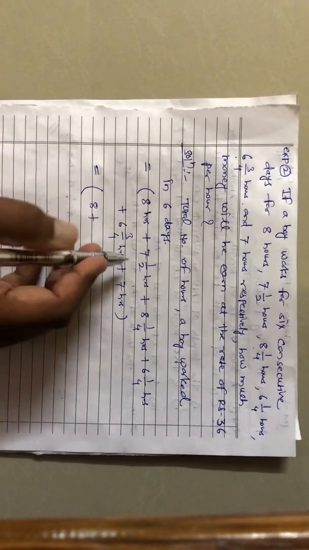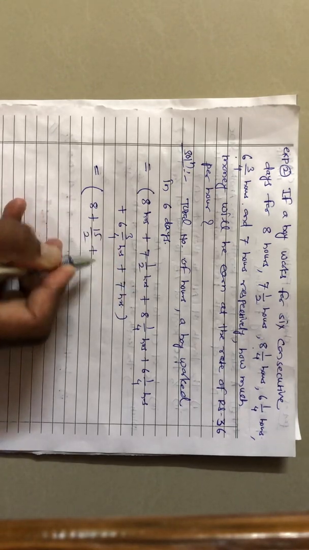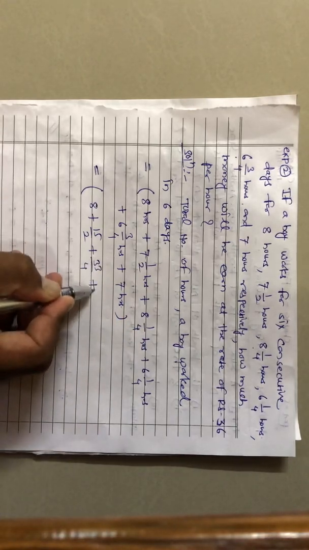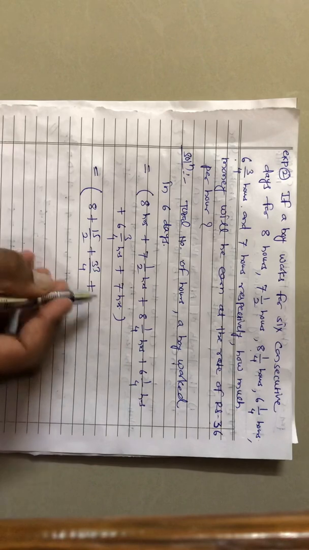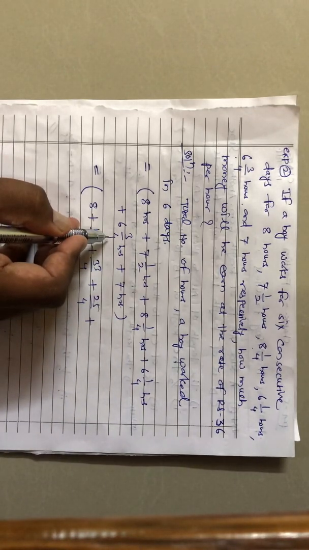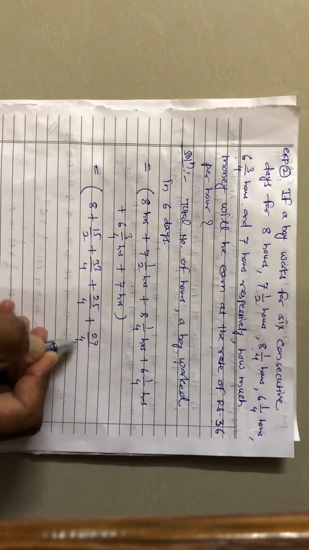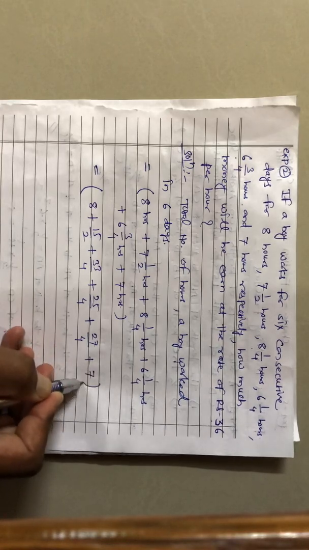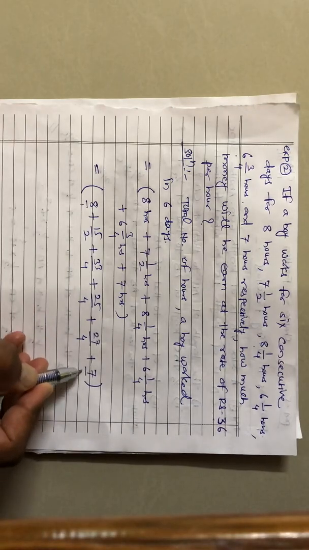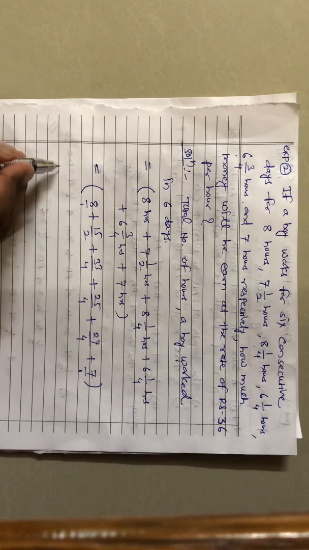8 plus, 7 2s are 14 plus 1, 15 divided by 2, plus, 8 4s are 32 plus 1, 33 divided by 4, plus, 6 4s are 24 plus 1, 25 divided by 4, plus, 6 4s are 24 plus 3, so 27 divided by 4, plus 7. Now see the LCM. Here the denominators are 2 and 4, so the LCM of 2 and 4 is 4.